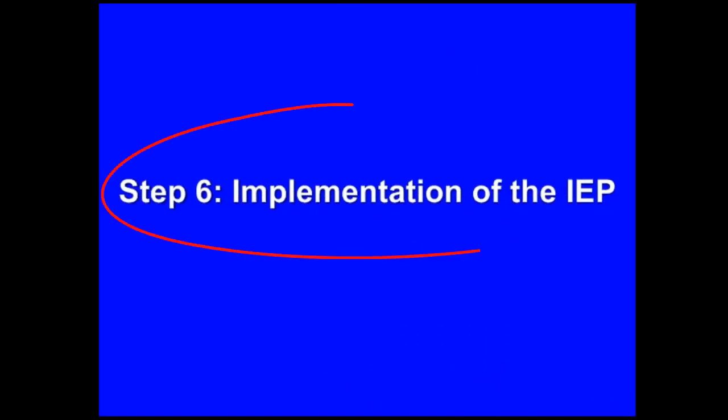Step 6. Implementation of the IEP. Once the IEP is developed, the student's services and individualized program begin. The IEP now lays out what constitutes an appropriate education for the student, the extent to which the student participates in the general education curriculum, the accommodations the student receives both for instruction and for testing, and the array of multidisciplinary services that support the student's education program.